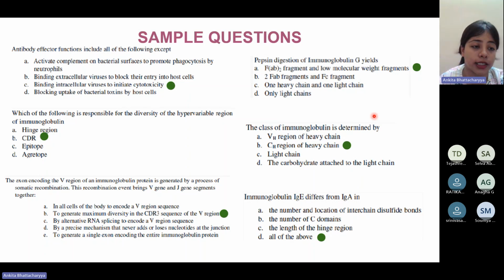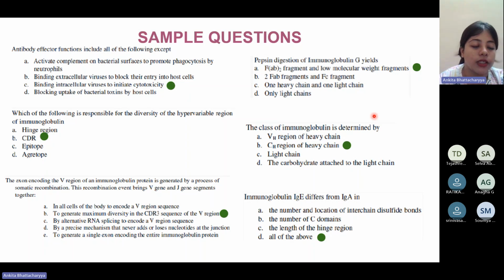So that is facilitated by CDRs, or complementarity determining regions. The hinge region is mainly responsible for holding the two fragments together, and it's necessary for the solubility of the antibody. And of course, the epitope is responsible for binding to the antigenic determinant.